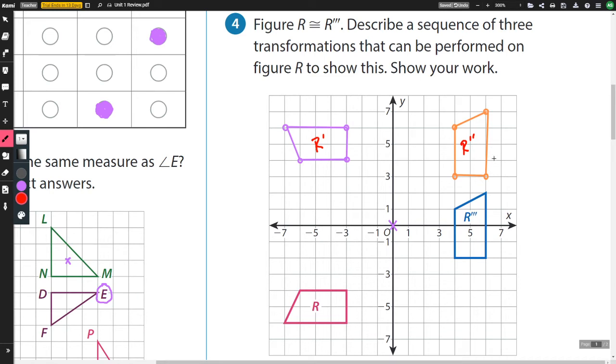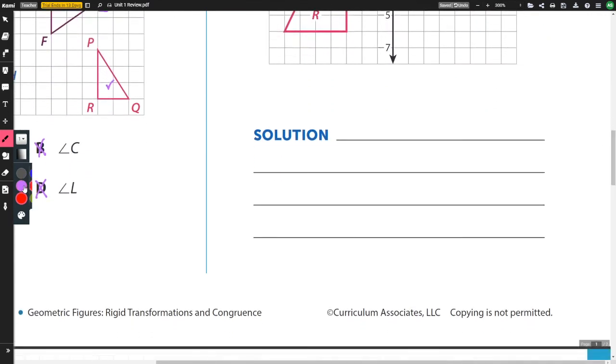Then I translate. I move the points. So it looks like I go 1, 2, 3, 4, 5. So 5 down. So here's where I would write what I did.